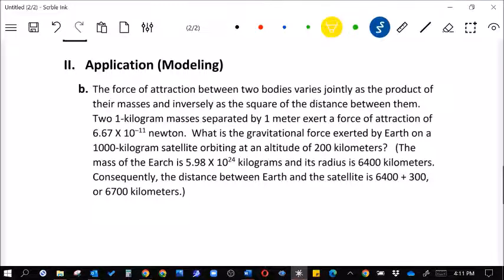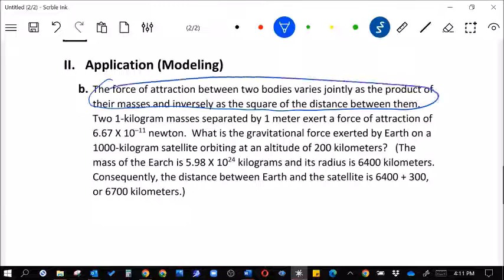This one still has the same kind of concept. We're going to find the formula for it through part of what it tells us. And that's what this part is. That will tell us the formula. Then we're going to find some information to help us find the K. So this part will get us the K. We have 2 masses separated by 1 meter exerting a force of attraction of this amount when I use newtons for the unit of measure.